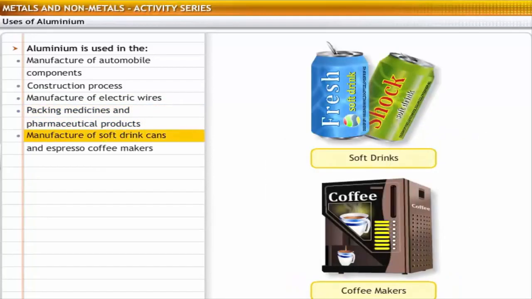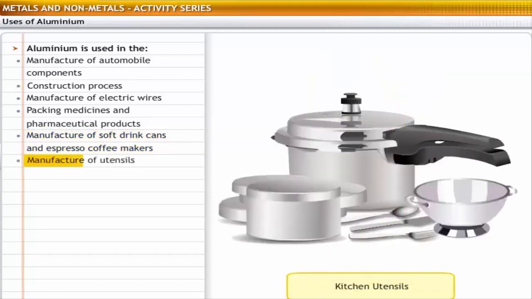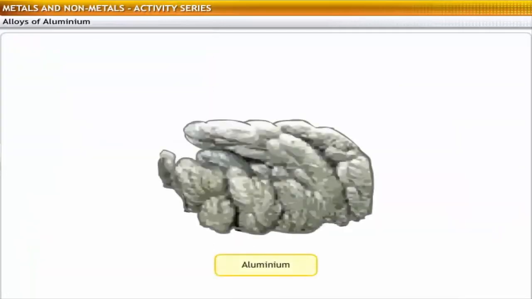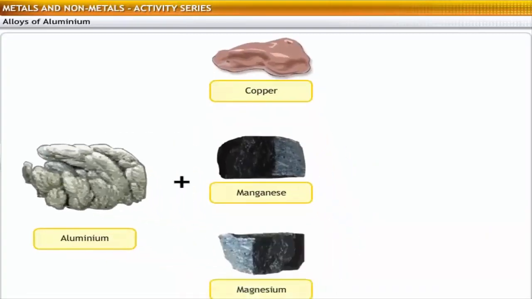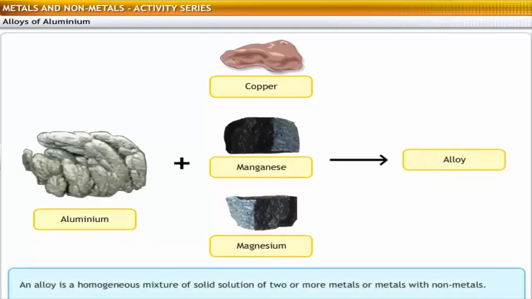In the manufacture of soft drink cans and espresso coffee makers because it does not rust and is relatively less toxic in nature. In the manufacture of kitchen utensils because aluminium is a good conductor of heat. Extracted aluminium in combination with other metals like copper, manganese, magnesium form alloys. An alloy is a homogeneous mixture or solid solution of 2 or more metals or metals with non-metals.